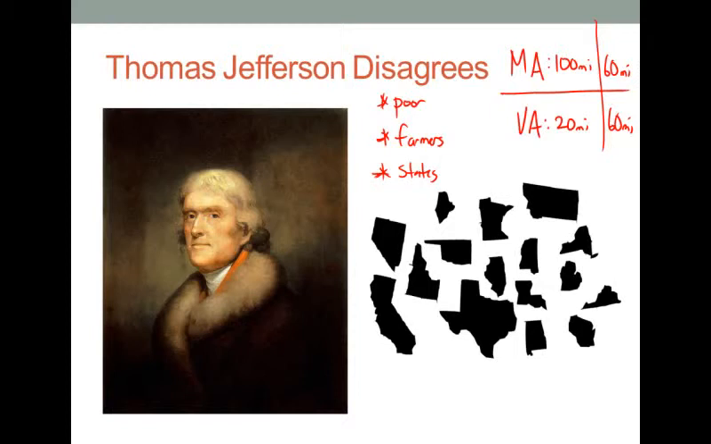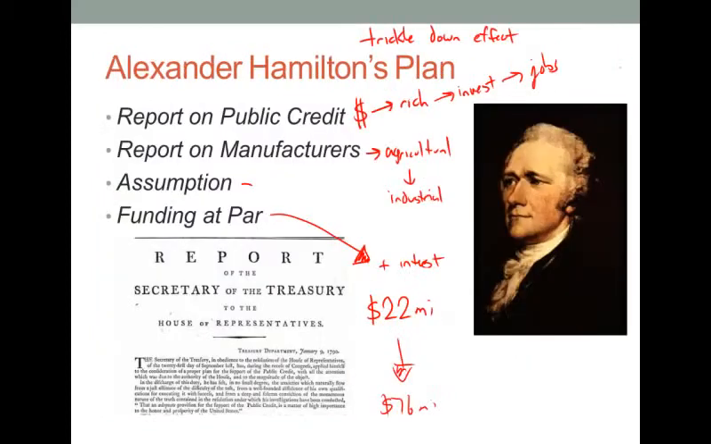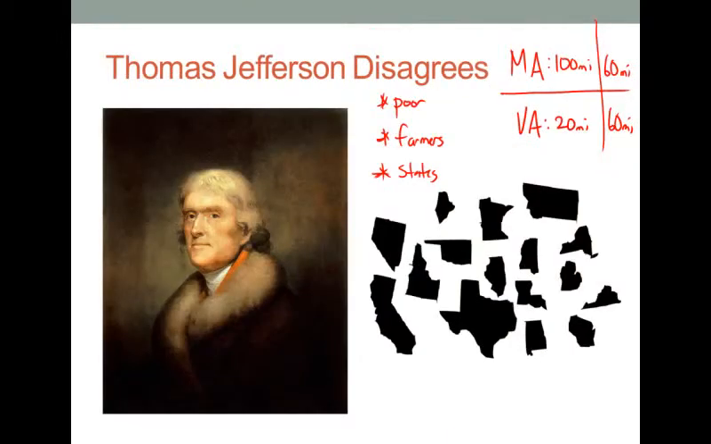Some states thought it was unfair that they had to pay for other states' debts. Hamilton, though, said, no, no, no, no. That's not states' debts. That's everyone's debts. But here's the other thing. Hamilton saw this national debt that he just bought as a national blessing. This is the last thing we're going to do today. He saw the national debt as a national blessing.